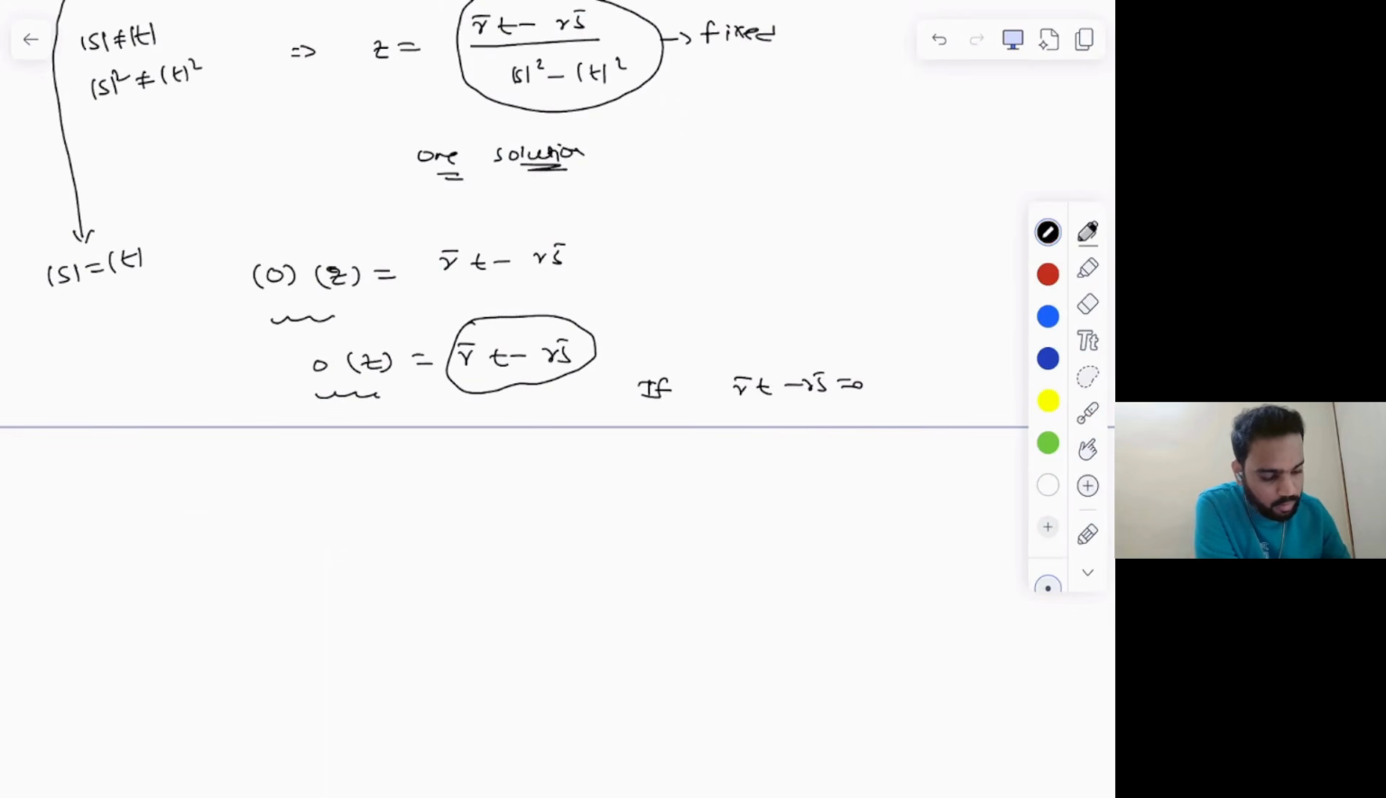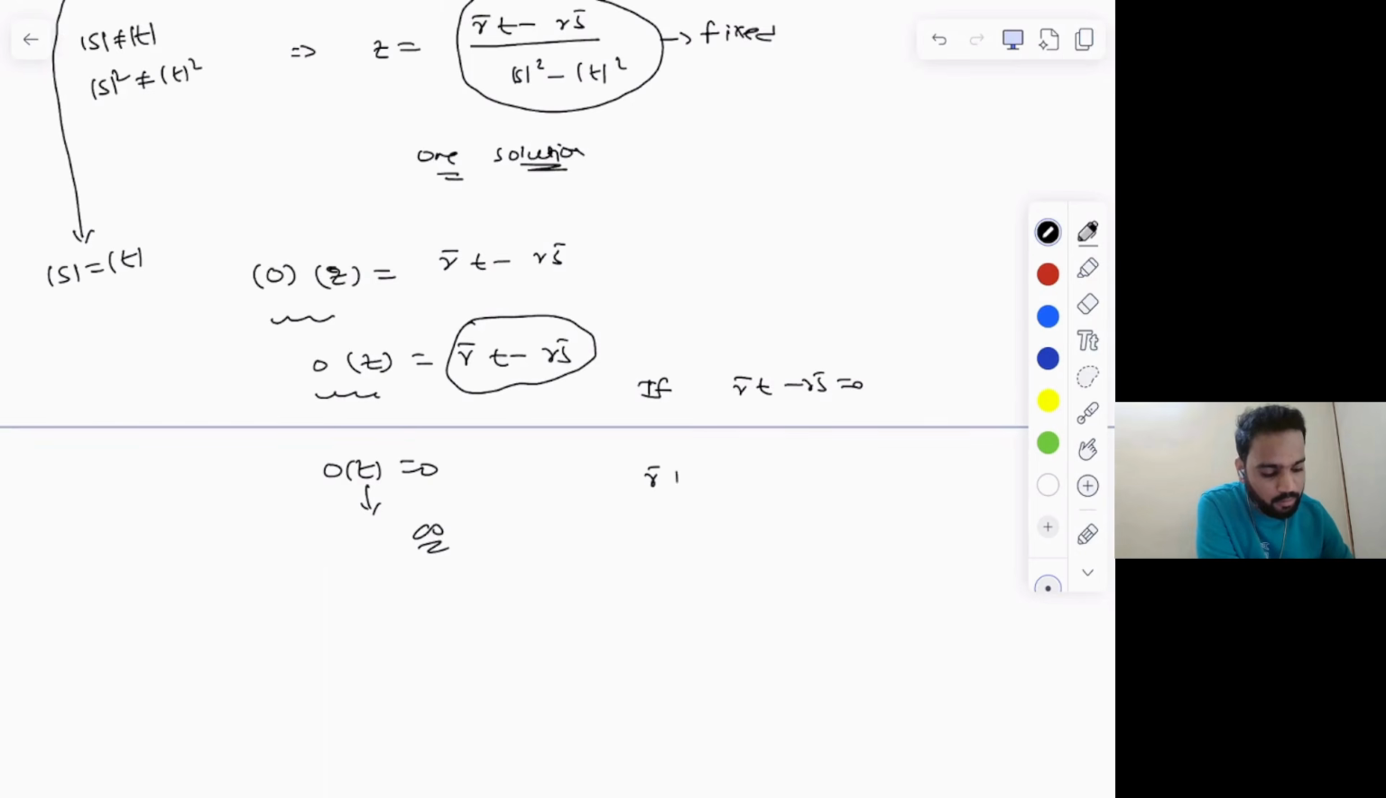0 into Z is equal to 0. So in this case Z can be any number, right? Because whatever value of Z you put on the left hand side, definitely 0 is equal to 0 you're going to get. So in this case you can get an infinite number of solutions.